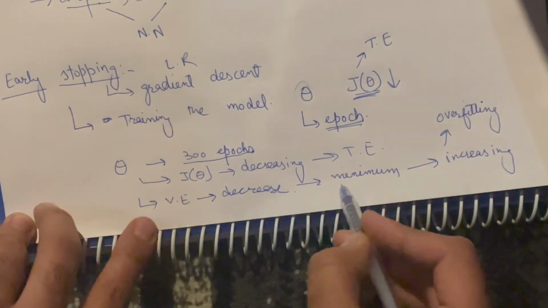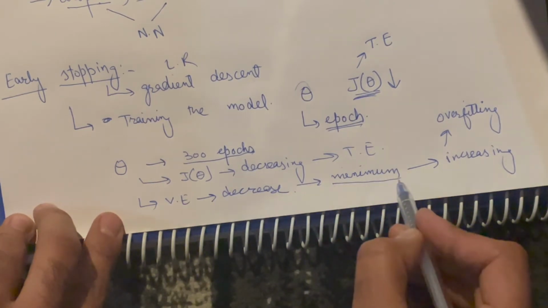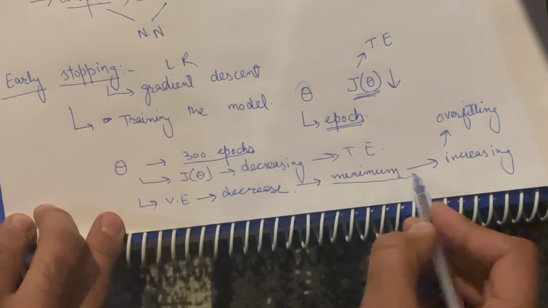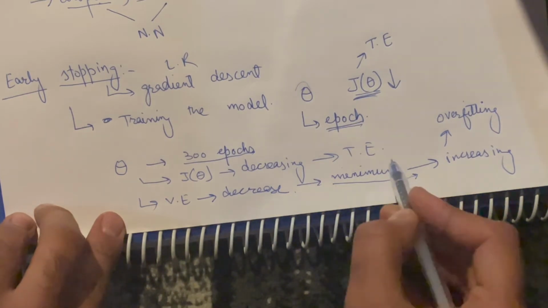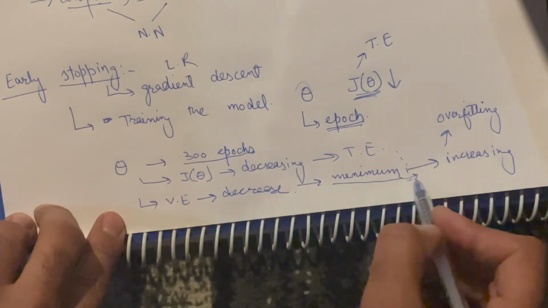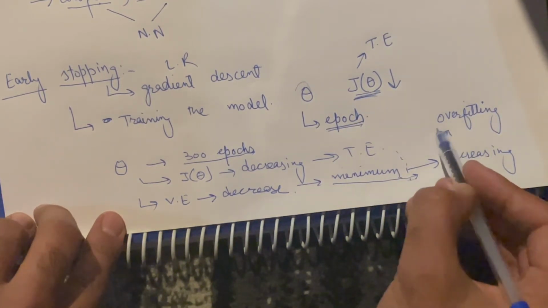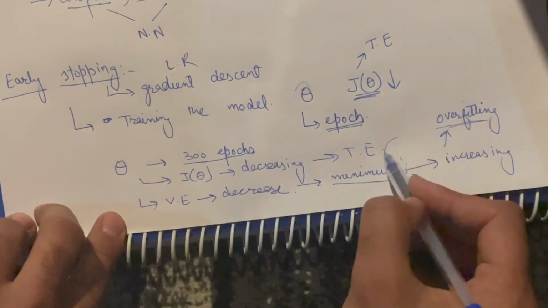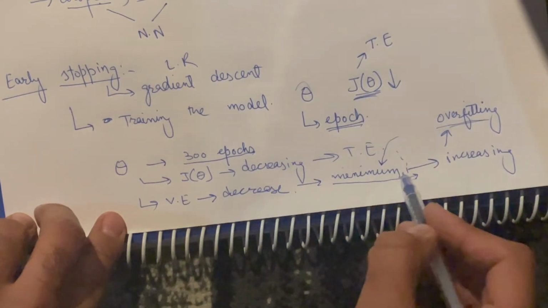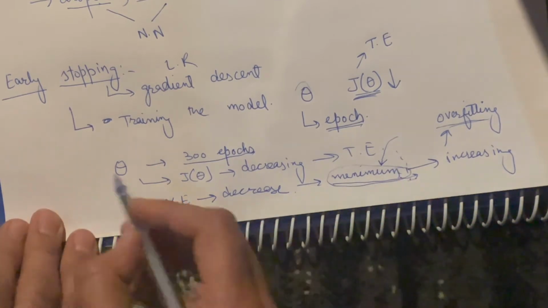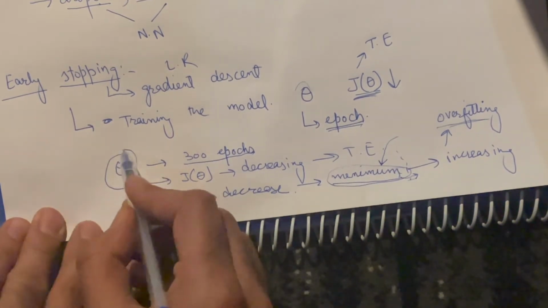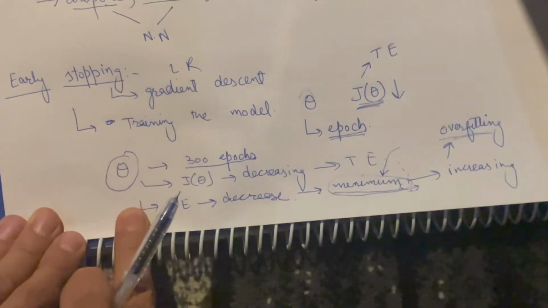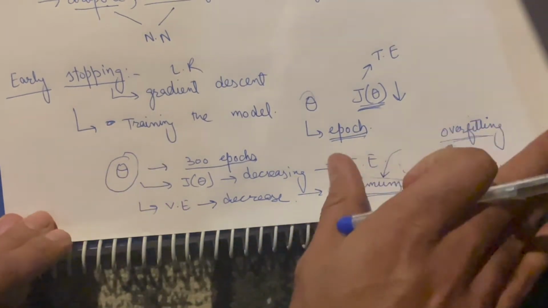So we will stop there, where we can see that now the validation error is increasing. That means we have reached the minimum. Now the validation error will increase, and it will result in overfitting. So we will stop at this particular point, at this minimum, and the parameters at that point will be our optimal parameters and regularized parameters.